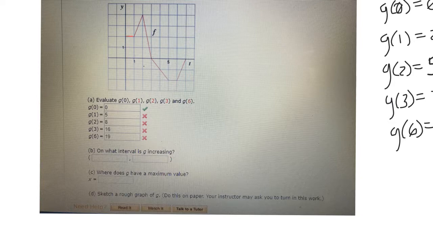So, it looks like the teacher's giving this nice parentheses, which means it's interval notation. So we're looking at from 0 to 3. That should work. Okay, so where does g have a maximum value? Well, it has a maximum value at 3 for the same reasons that we just said, right?